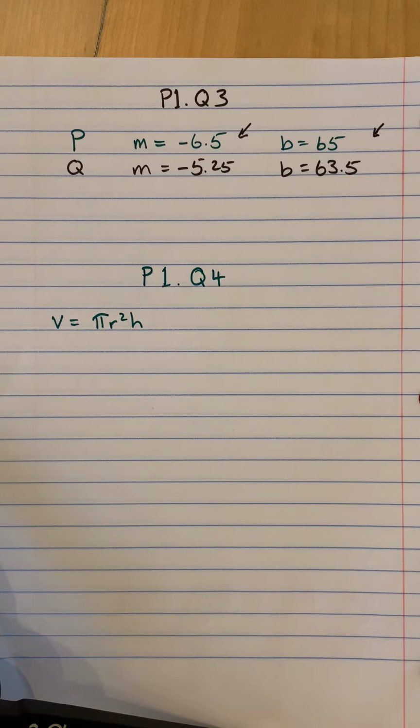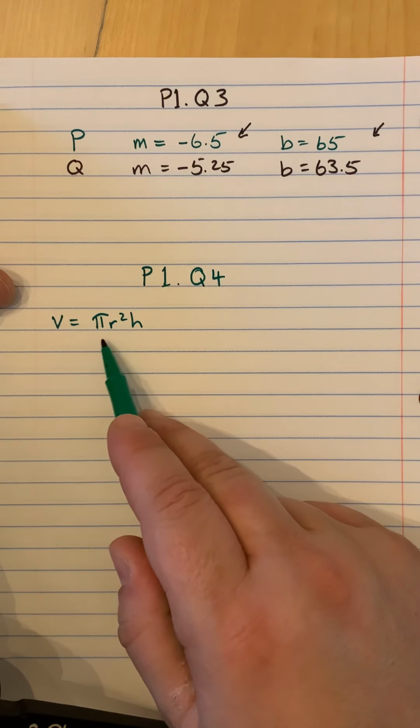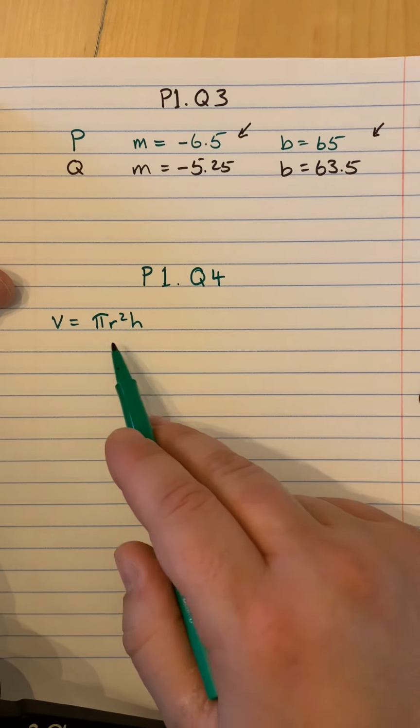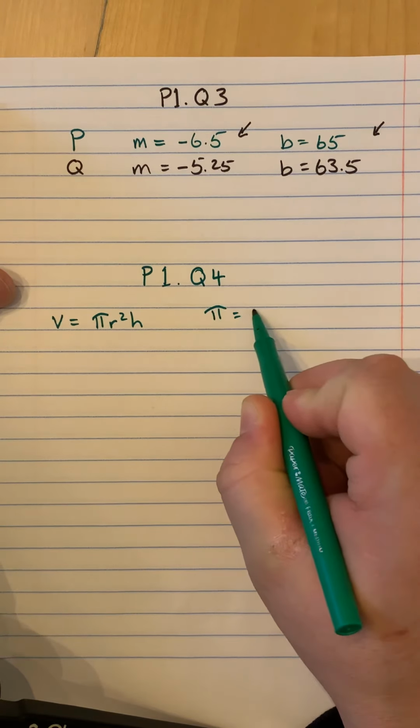Okay, now on to question 4. Question 4, we have a cylinder, and we want to know the volume of the cylinder. So if we take a look at the formula for a cylinder, it is volume equals pi r squared h. Well, we know what pi is. We know pi is 3.14.